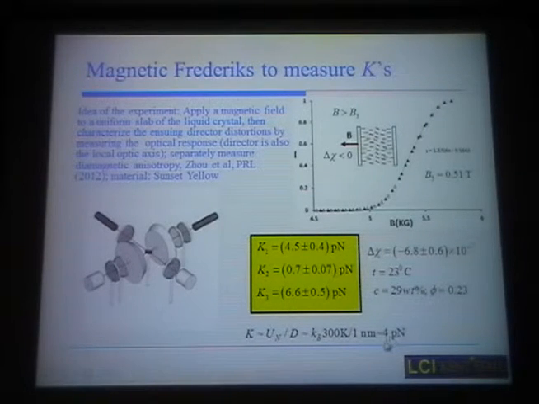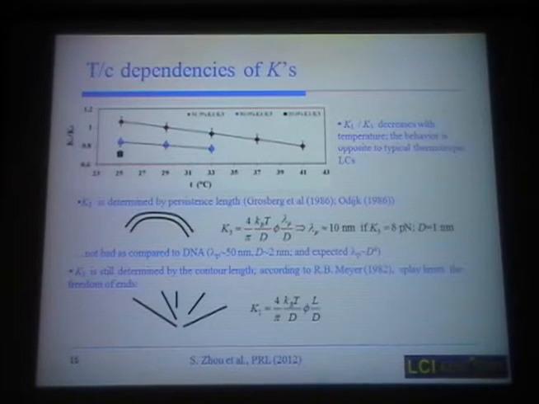And then you would get 4 piconewtons as the potential estimate of the elastic constant. And it's amazing that in chromonics you have a very similar order of magnitude for these quantities. So what is interesting is that the liquid crystal, of course, shows at least three different, we are not talking about things like K24 and K13 here. We are talking just about 3 bulk elastic constants.